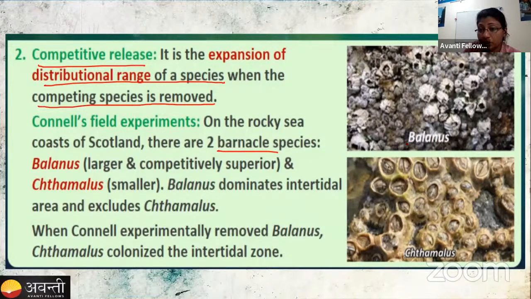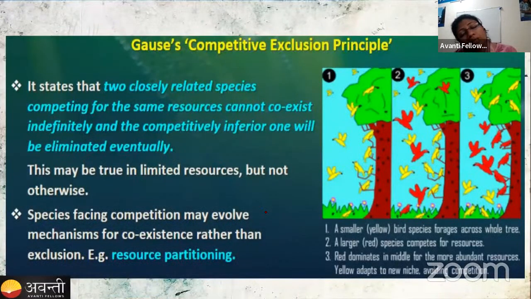So here the larger species of barnacle is Balanus. It competitively dominated over the small species of barnacle, that is Chthamalus. Okay. So the Balanus was dominating over the Chthamalus. So due to the domination of Balanus, the Chthamalus gets extinct. Okay. So the Connell's field experiment showed that. Okay. Next experiment we have for the competitive interaction is Gause's competitive exclusion principle.